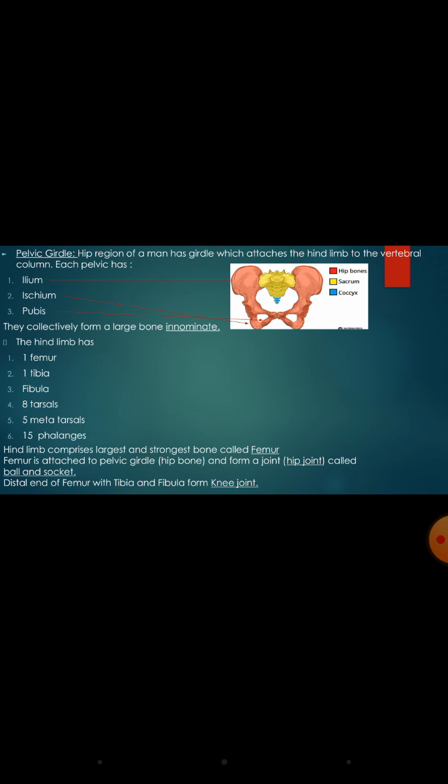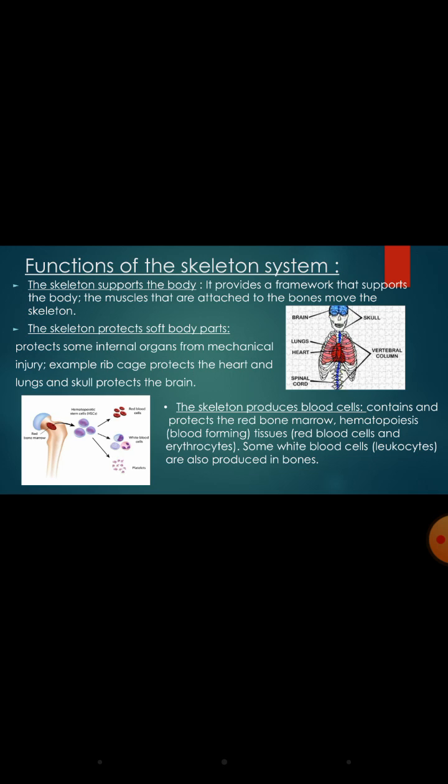The hind limb comprises the largest and strongest bone, called the femur. The femur is attached to the pelvic girdle hip bone and forms a joint, the hip joint, called a ball and socket joint. The distal end of the femur with the tibia and fibula forms the knee joint.